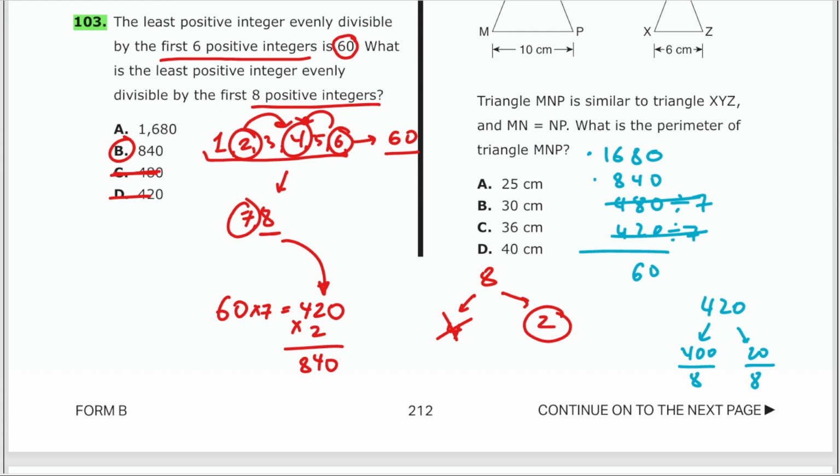Now, what I would do really fast is just to double check. So 840, is that divisible by 7? Let's check it out. We can split it into 700 and 140. Divide this by 7, divide this by 7, right? So then 840 is divisible by 7. What about 8? Well, we can split it into 800 and 40. Divide this by 8, divide this by 8. Also goes evenly. That's why it's 840. Answer is B. That's it.